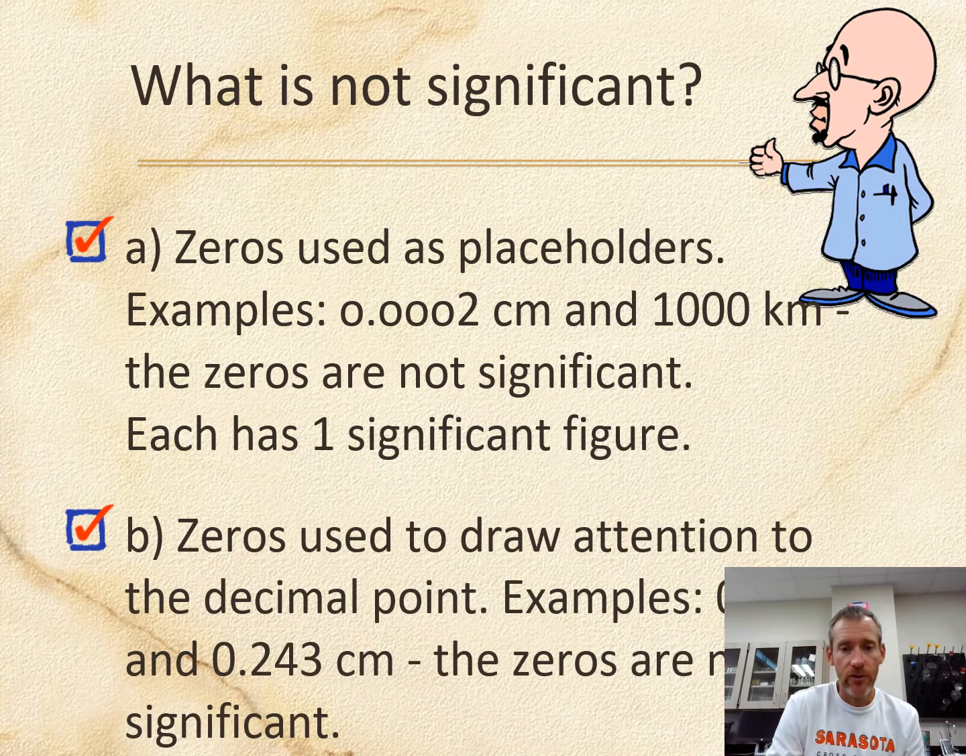And then zeros used to draw attention to the decimal point. Again, those haven't reached a sig fig yet. So in 0.243, the 0 is not significant. The 2, 4, and 3 are. Okay, so again, you have to reach a significant figure first. You have to reach a real number first to start counting.